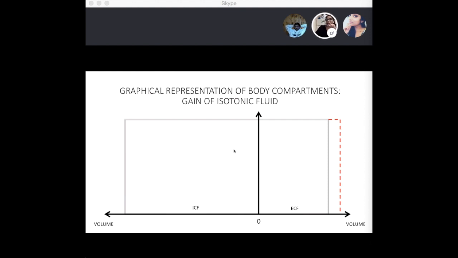Alrighty, getting to the end here. This plot is representing a gain of isotonic fluid. So this patient has an increase in that extracellular volume space, but no change in osmolality or the intracellular volume. So since the osmolality did not change, the volume is unaffected. And overall, there's a net gain of isotonic fluid. So there's equal increase of fluid and osmoles. So what would be the possible cause of isotonic fluid gain? Saline infusion.